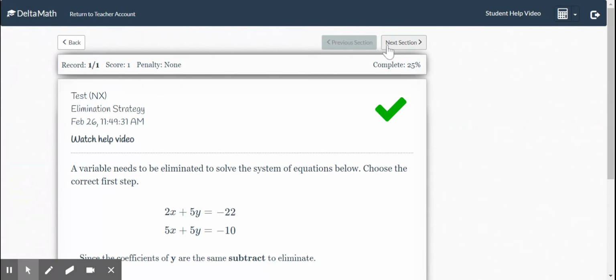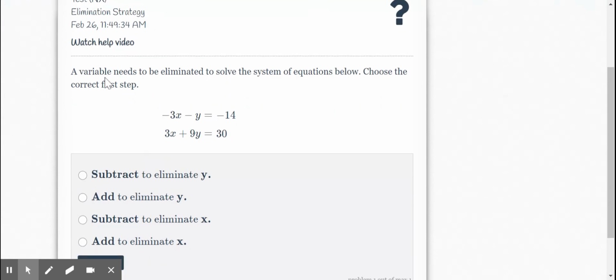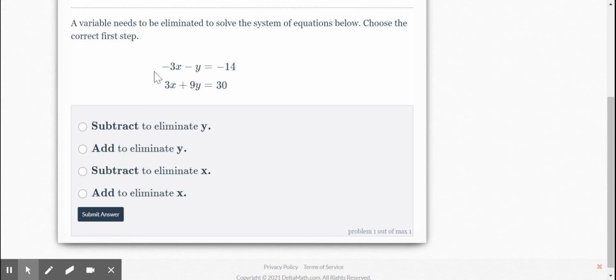Okay, so now let's go to the next question. So same question, we want to eliminate a variable. What is our correct first step? So here we have negative 3x minus y equals negative 14, and then 3x plus 9y equals 30. So hopefully you notice here we have additive inverses. We have the same variable, same coefficient, but one is positive and one is negative. So when we have additive inverses here, we're going to add.